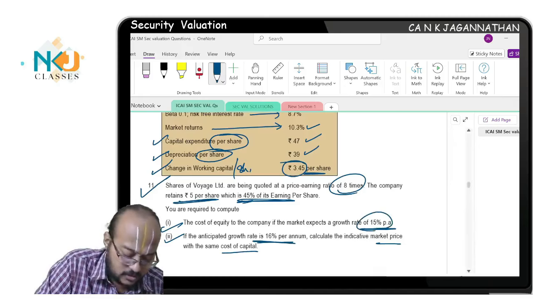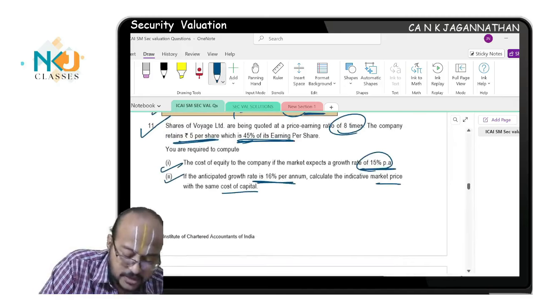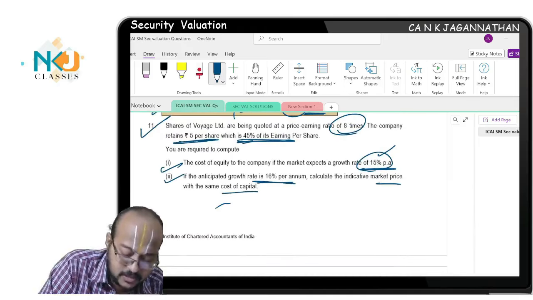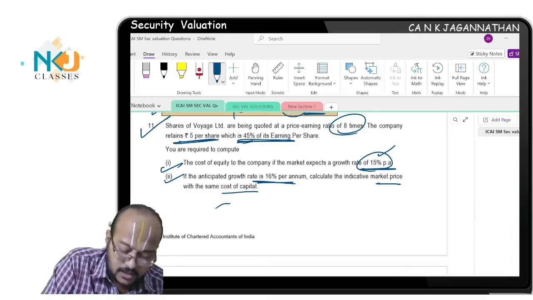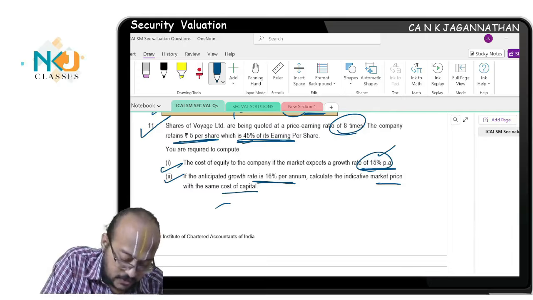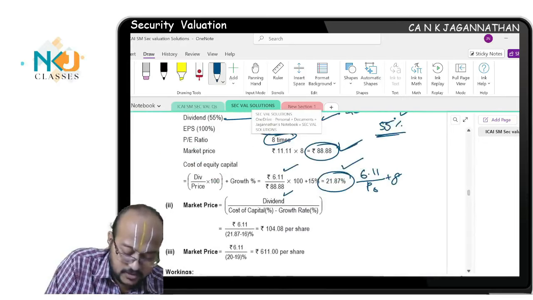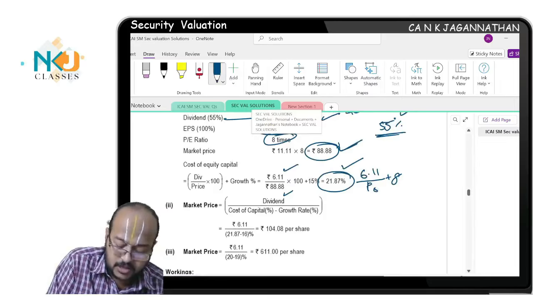Growth rate given, routine. Next computation: if the anticipated growth rate is 16%, instead of 15% you change the growth rate to 16%, and find the market price with the same cost of capital. Same cost of capital, you change the numbers alone. Very simple. D by KE minus G.